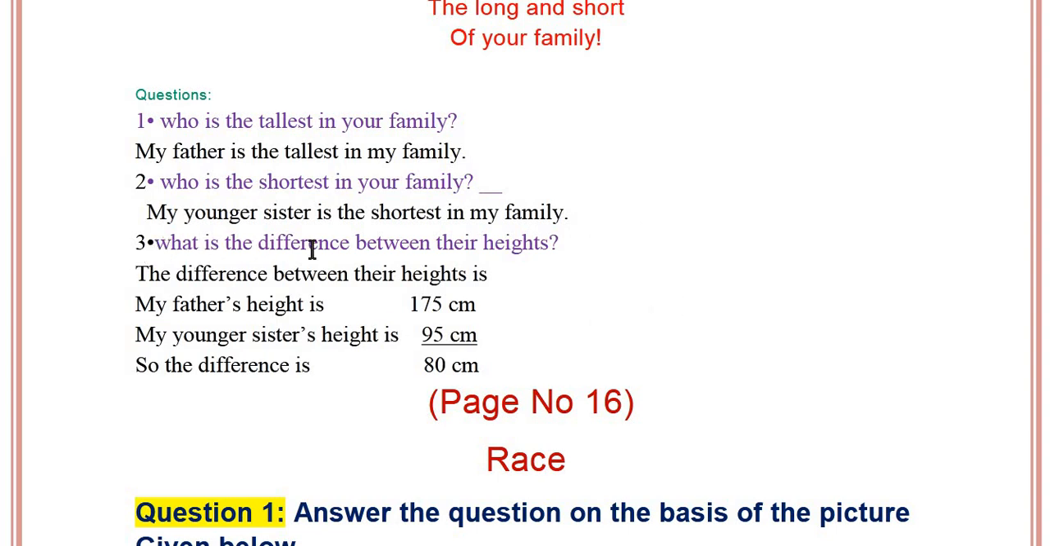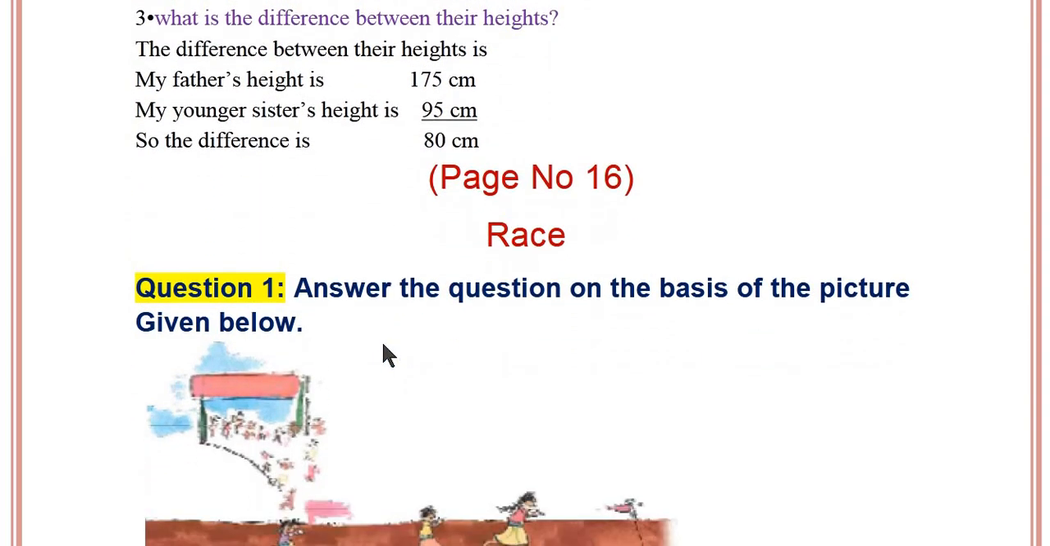Third one, what is the difference between their height? The difference between their height is, my father's height is 175 centimeter minus my younger sister's height is 95 centimeter. 5 minus 5 is 0, 17 minus 9 is equal to 8, 80 centimeter. So difference of both the persons' height is 80 centimeter.